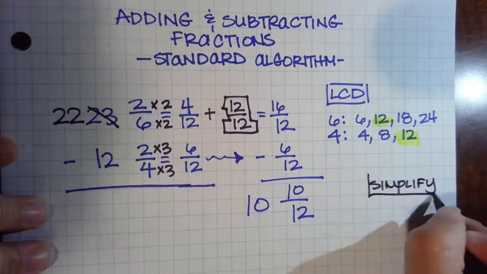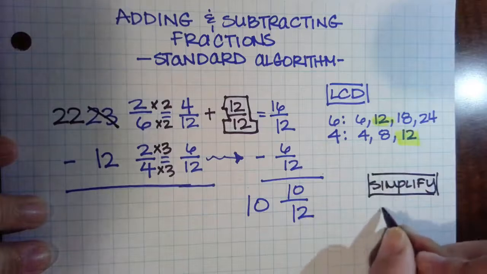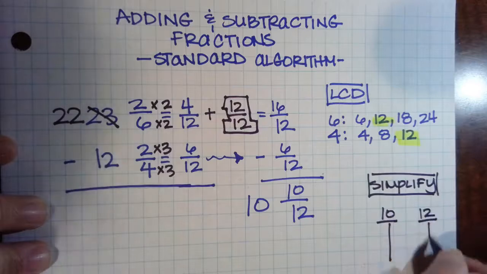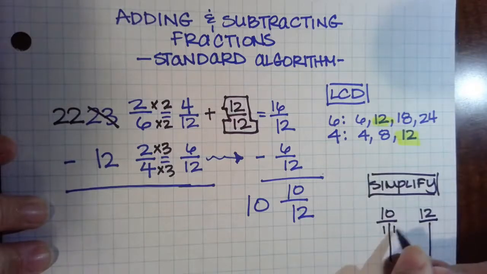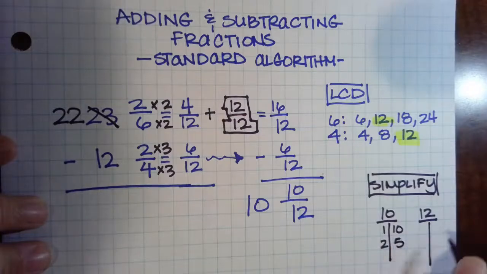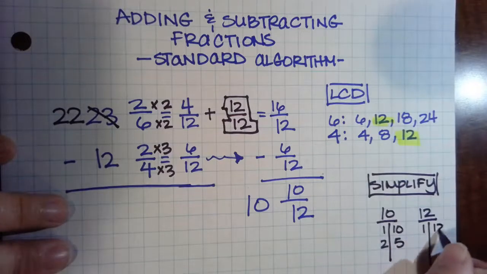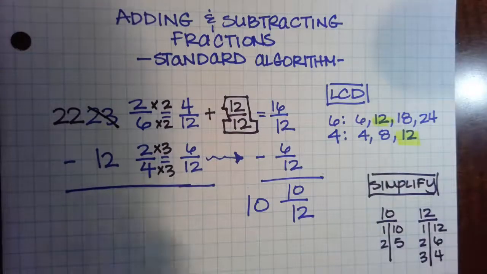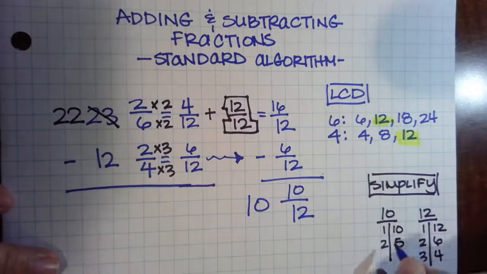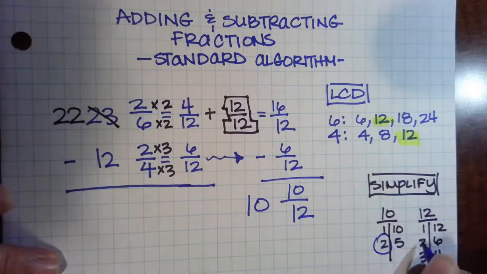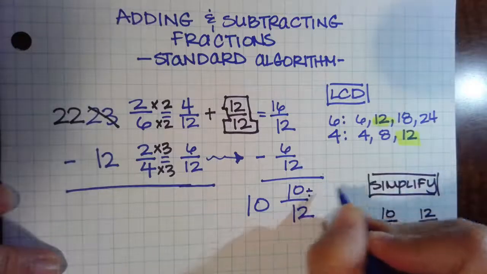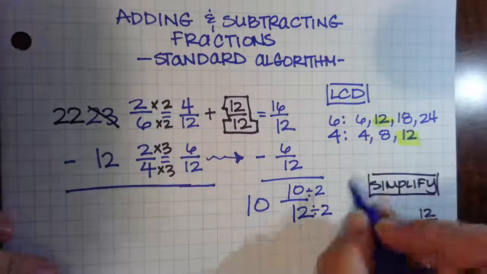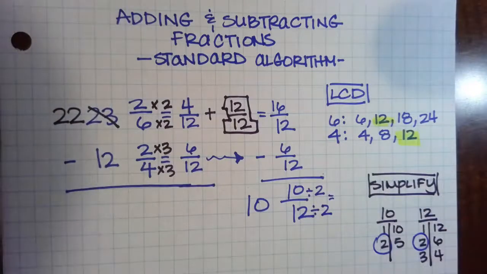We're going to have to do a t-chart for the 10 and a t-chart for the 12. So we know that 1 times 10 gives us 10 and 2 times 5. For 12, we have 1 times 12, 2 times 6, and 3 times 4. If we look at that, we can tell that our greatest common factor is that 2. So that's what we're going to divide by, that 2. Now we're going to simplify that.